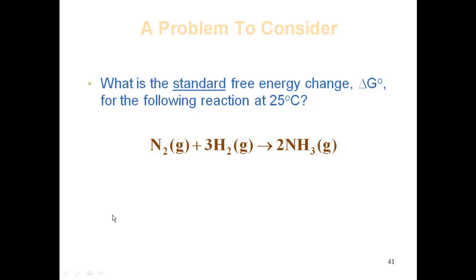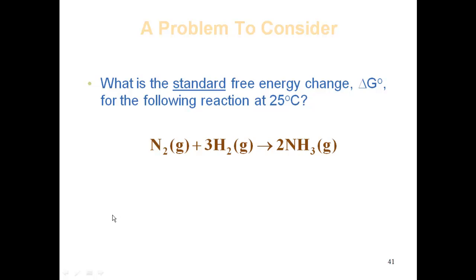What is the standard free energy change, the delta G naught, for the following reaction at 25 degrees C? I have N2 plus 3H2 gives me 2 NH3. I can look in the tables and find the values of delta HFs and entropies. Now, when I look in the tables, should I be able to find N2 and H2 for my delta HFs? The answer is no, because those are the elementary species, and we said that it's a relative scale.